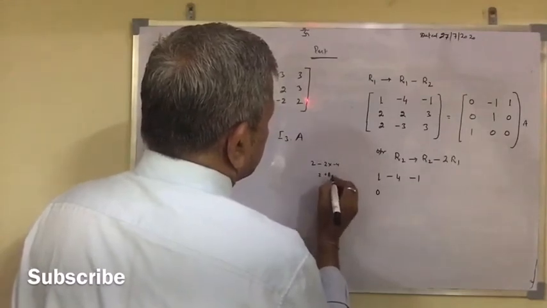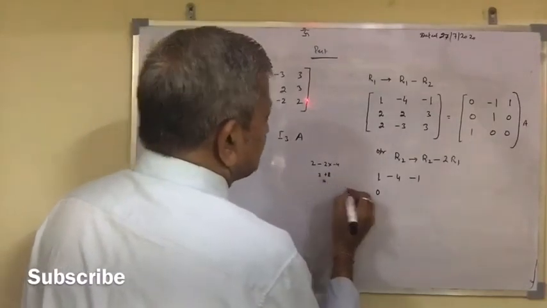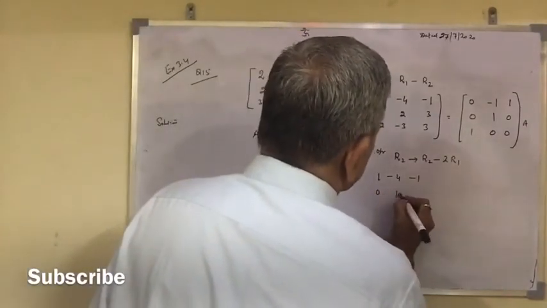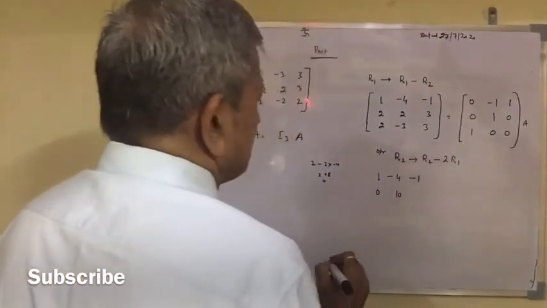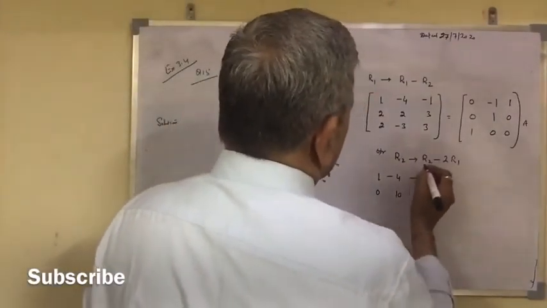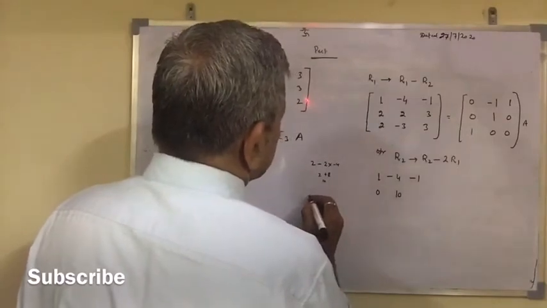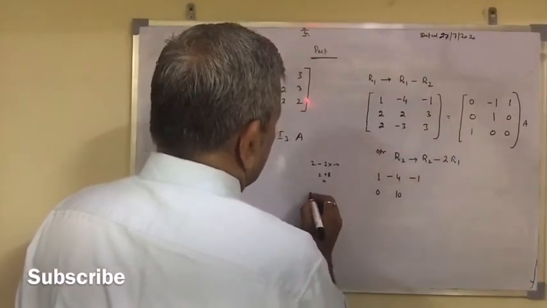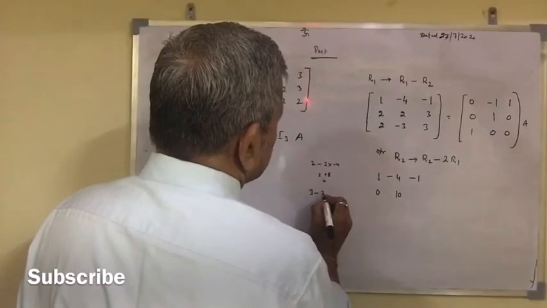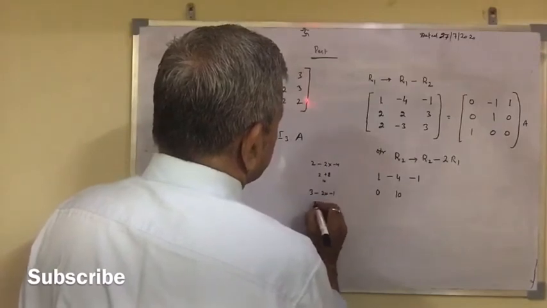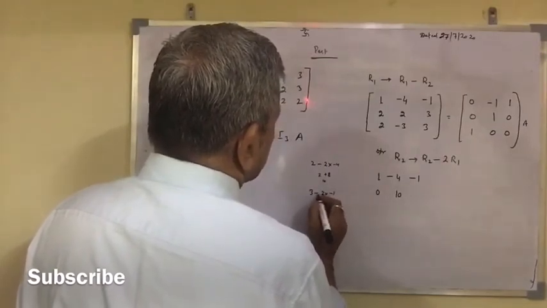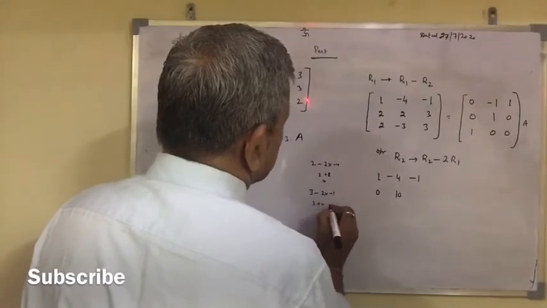So, plus 2 will be there, and you would find 10. This is your 10, and this will be your R2 minus 3 of R1. So, it gives you 3 minus 2 of minus 1. So, it gives you plus 2, and 3 plus 2 is equal to your 5.